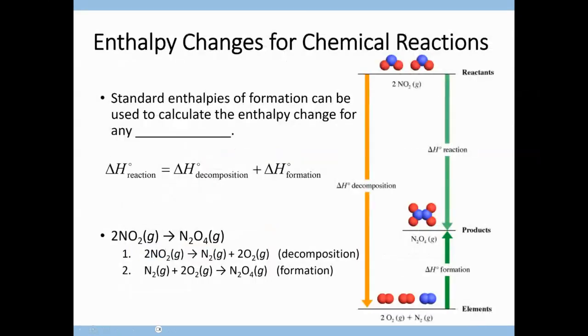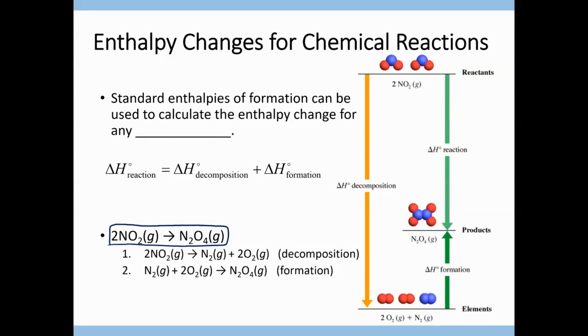So here's an example on this slide. This image is on an energy scale, so energy is increasing as you go up the slide. So standard enthalpies of formation can be used to calculate the enthalpy change of a reaction, of any reaction. And so this reaction here, where we're decomposing NO2 and forming N2O4, so NO2 is our reactant, N2O4 is our product. In this reaction, we're not actually forming O2 gas, N2 gas, and then producing the products. But we can use the change in energy from starting at the constituent elements that make up both of those compounds to find the change in enthalpy of this total reaction.